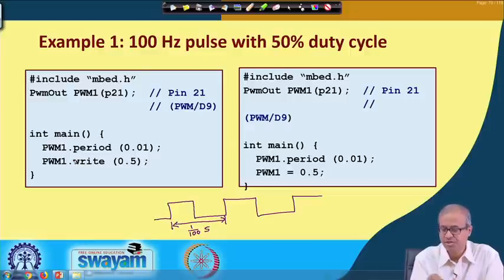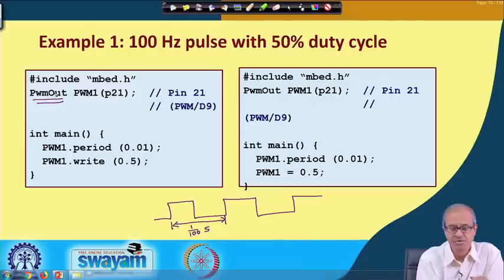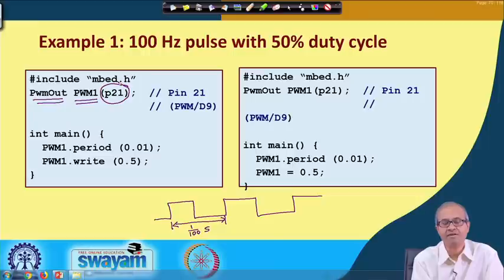So, you see the first alternative. I am showing here two alternate codes. The first alternate says I have to include this mbed.h header, because many of the functions I am using are all included in this mbed header. This PwmOut is the PWM object I told you. So, here you will have to create an instance of this class, you create an object, you call it PWM1, this is a name you are giving, and P21 is the name of the pin you are giving. P21 is the pin name.